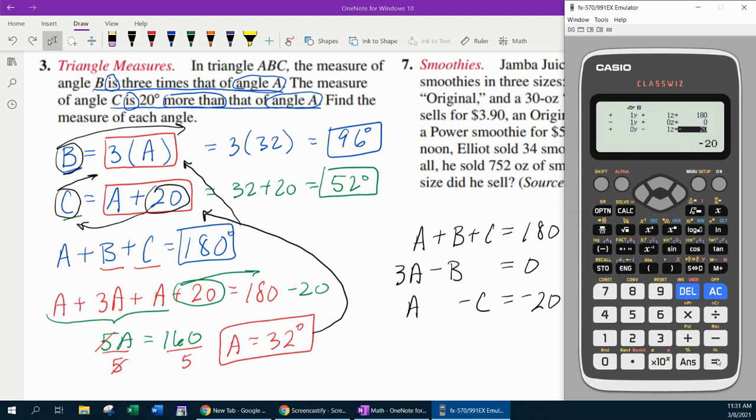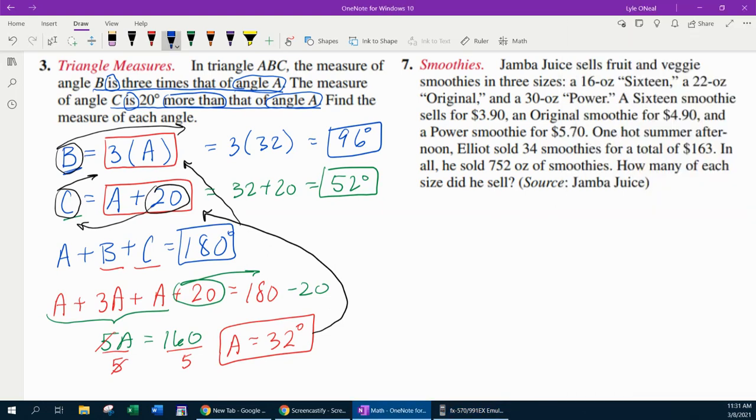Now, let's check. Hitting equals, x, which corresponded to A, 32. Y was B, and Z was C. And so the calculator verifies our handwritten work. And then if you need to go back to the standard mode on the calculator, that's menu and 1. All right, next, number 7, smoothies.